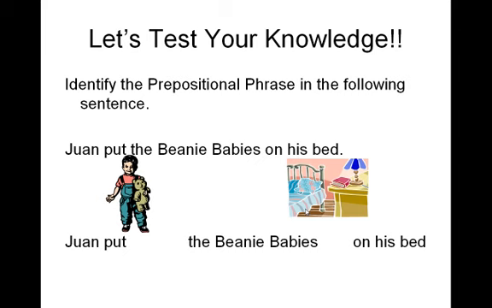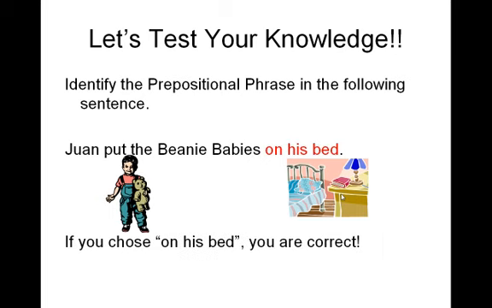And finally, Juan put the Beanie Babies on his bed. So let's see if you can identify the prepositional phrase in the following sentence. Is it Juan put, is it the Beanie Babies, or is it on his bed? If you chose on his bed, you are correct.